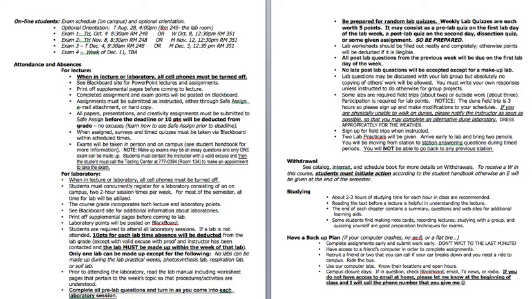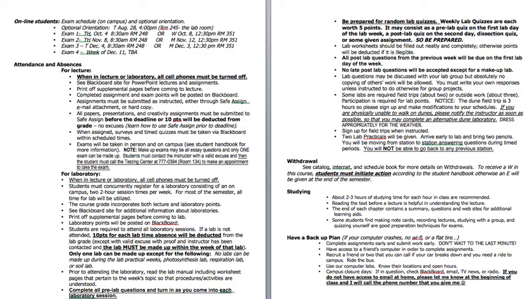As far as attendance and absences, you need to be in lab. It's really important that you're there. In fact, each time you're absent, you'll receive a 10-point deduction from your lab grade. Except with a valid excuse and proof, and you need to contact me prior to that absence.